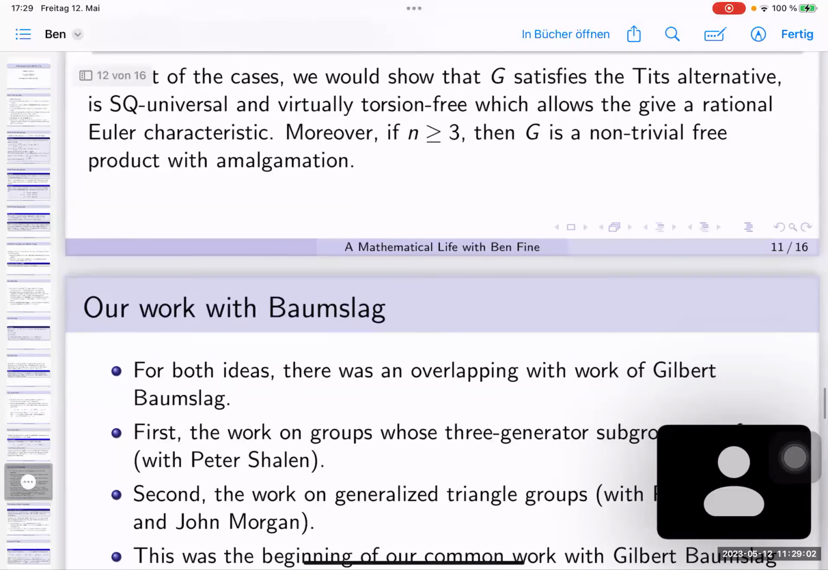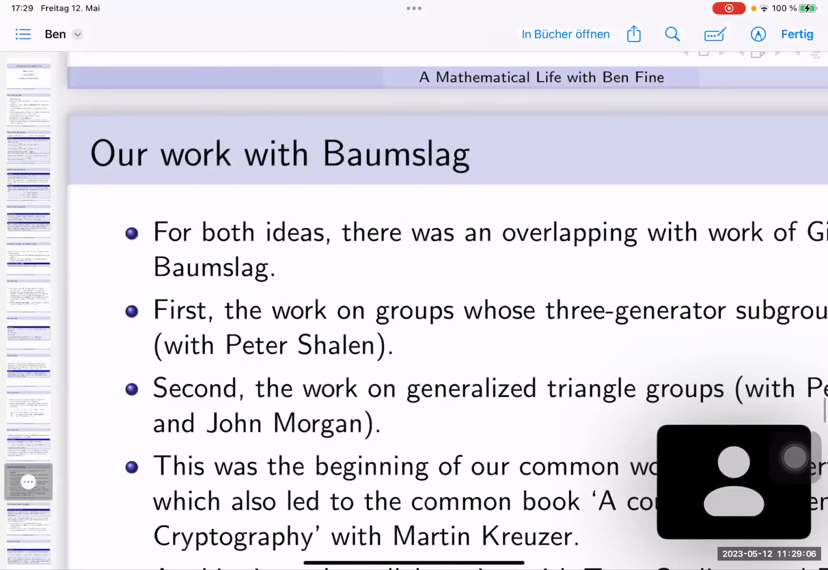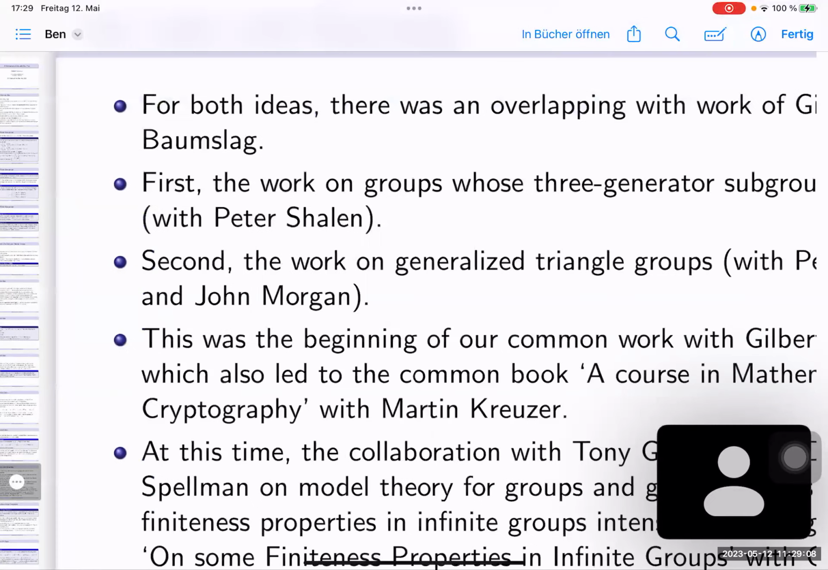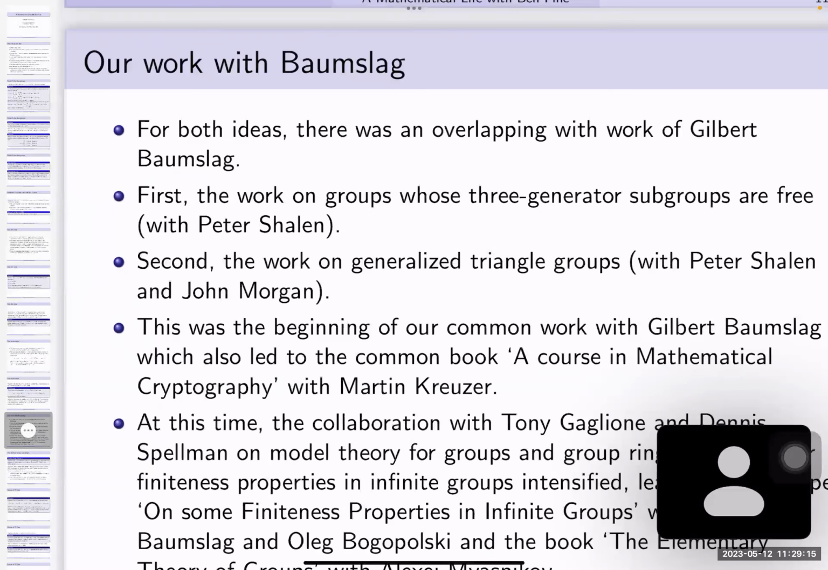And now I will mention our work with Gilbert Baumslag. For both of our ideas we had, there was an overlapping with work of Gilbert. First, I had a big paper on groups whose free generator subgroups are free. Exactly a paper with the same title by Gilbert Baumslag with Peter Schupp.